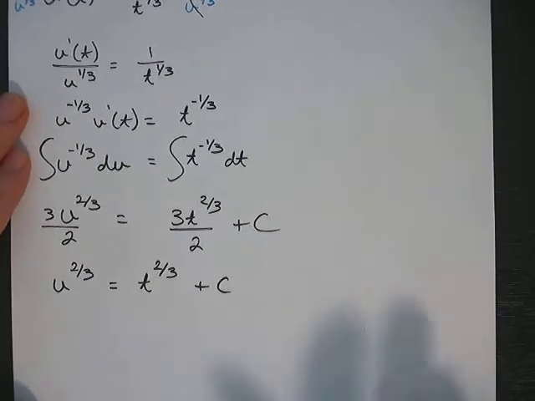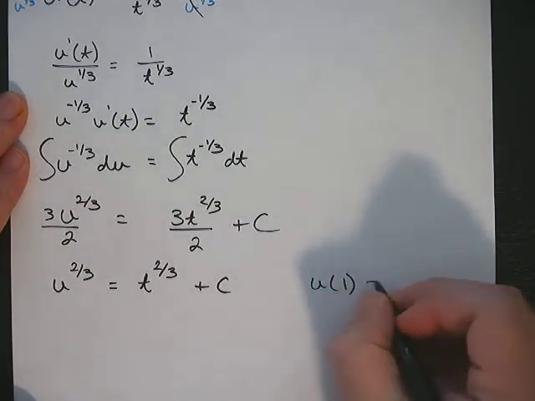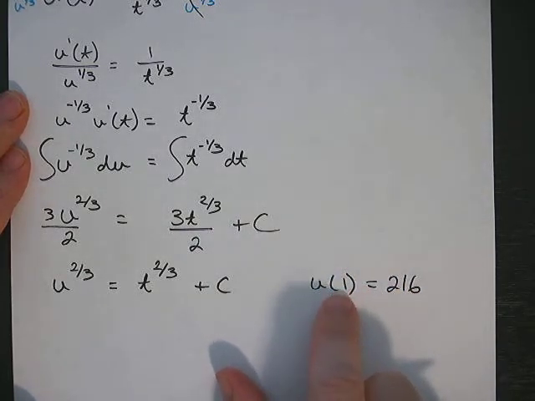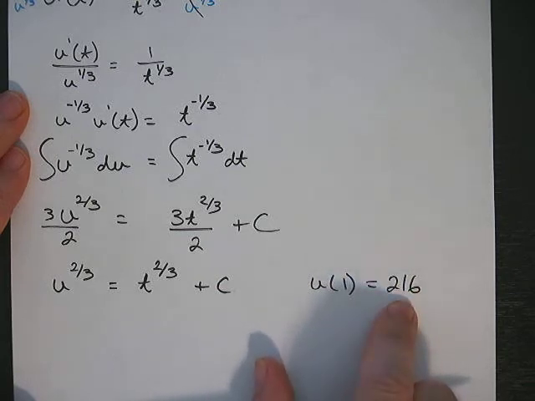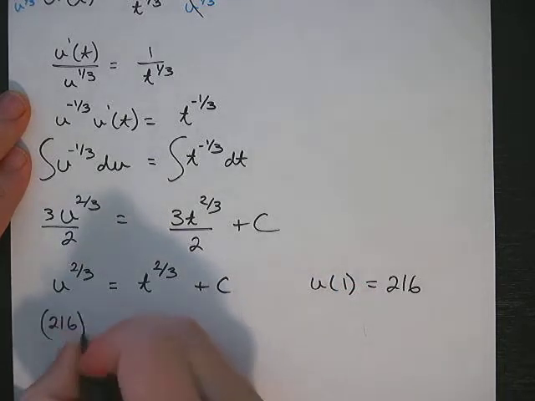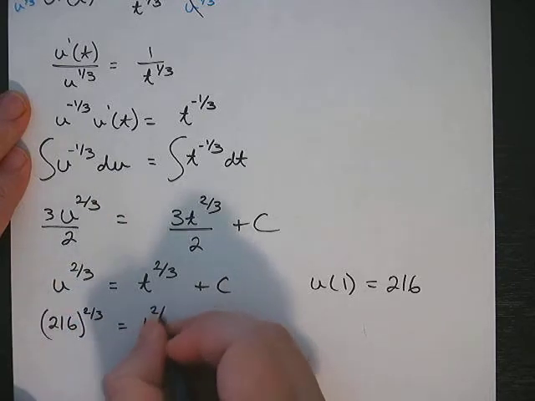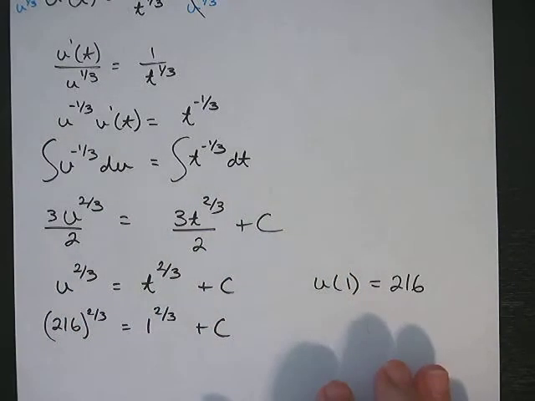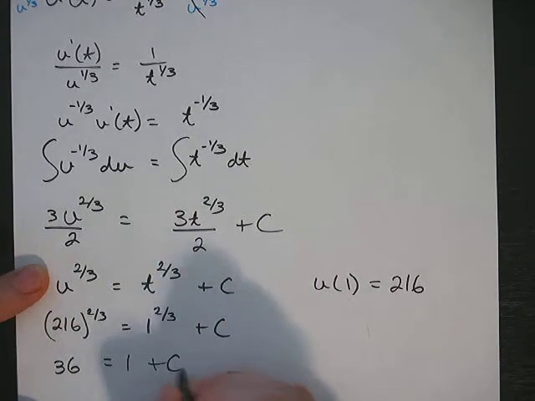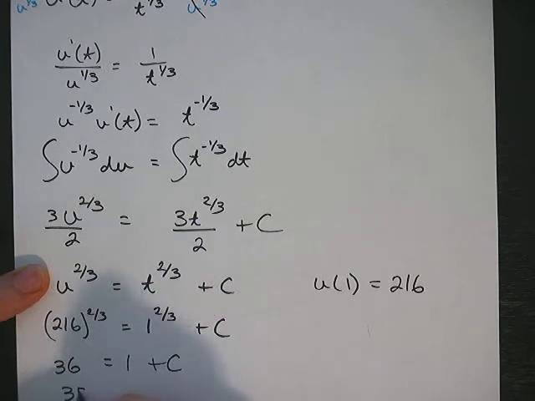And now I can use my initial condition. This goes in for t, and this goes in for u, because the function is u of t. So 216 to the 2/3 power is equal to 1 to the 2/3 plus c. 216 to the 2/3 power is essentially taking the cube root and then squaring it. So you'll get 36 if you do that, equals 1 plus c. Subtract the 1 and you get 35 is equal to c.